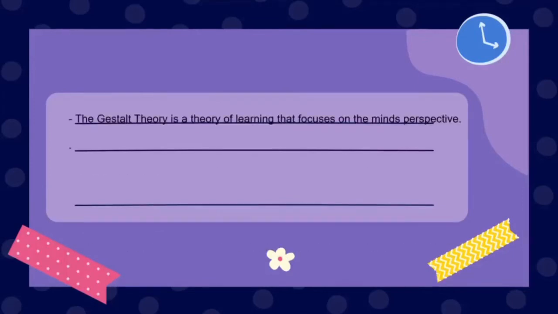The Gestalt theory is a theory of learning that focuses on the mind's perspective. The main objective of Gestalt theory is all about the person's awareness, freedom, and mind, like the way a person uses their senses to gain information about the world around them, like self-direction that focuses on the present moment rather than past experiences.